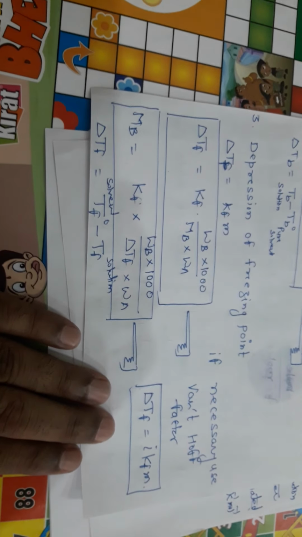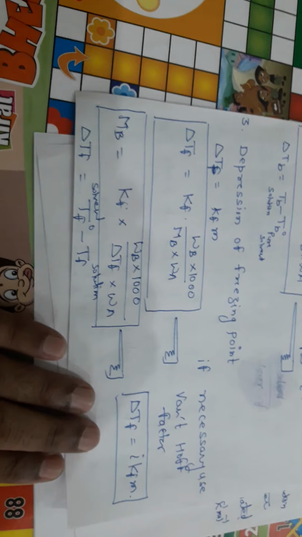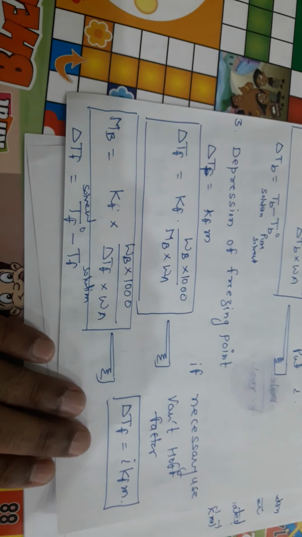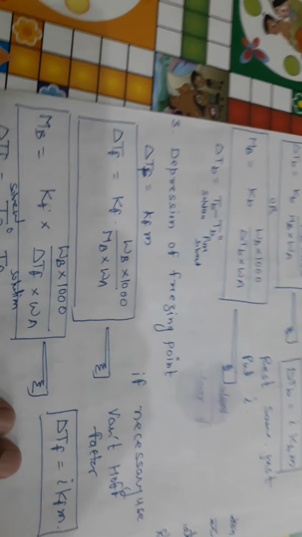Again, you can use the van't Hoff factor if it is mentioned in the question, and del Tf is equal to Tf0 minus Tf. It is just the reverse of del Tb. Del Tb was Tb minus Tb0. Here del Tf is equal to Tf0 minus Tf, that means freezing point of the pure solvent minus freezing point of the solution. Next, osmotic pressure.